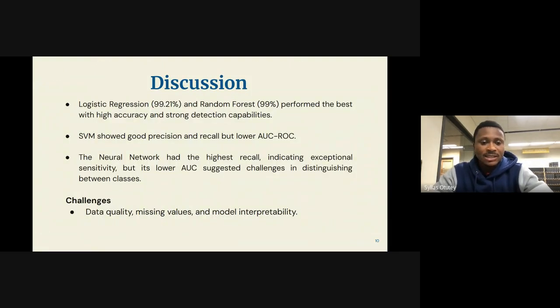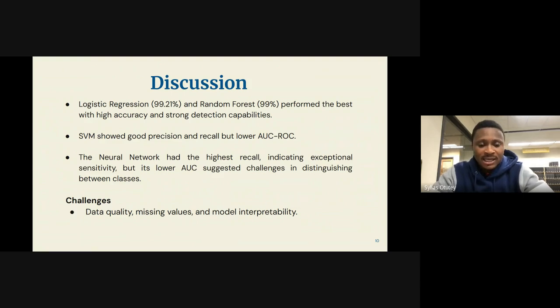In discussion, logistic regression had the accuracy of 99.21 and random forest had 99%. These two models were the best performing models amongst all of the models that we picked, and support vector machine showed a good precision and recall, but had a very low area under the curve. While neural network also had the highest recall, indicating the model's exceptional sensitivity, but its lower area under the curve suggested challenges in distinguishing between classes.